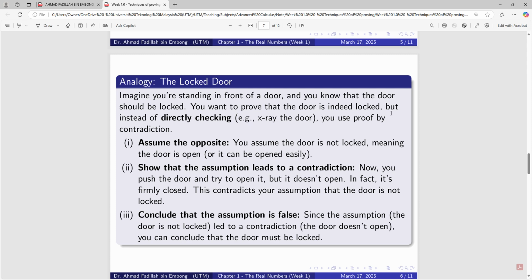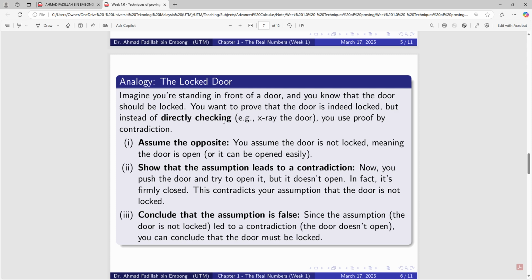So how can you prove this? Instead of directly checking it, you have to show it is locked, right? Meaning that you need to look at whether the mechanical system of the lock is working. For example, you can x-ray the door and then look where the mechanical system of the locking system is. It has already turned on, right? That is a direct way.